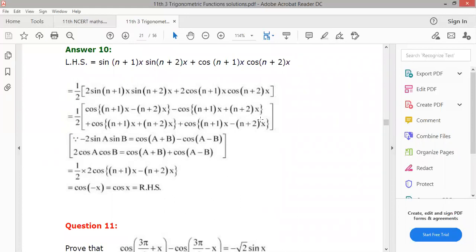So this way we have solved 10 questions. The rest of the questions will be solved in the next lecture.